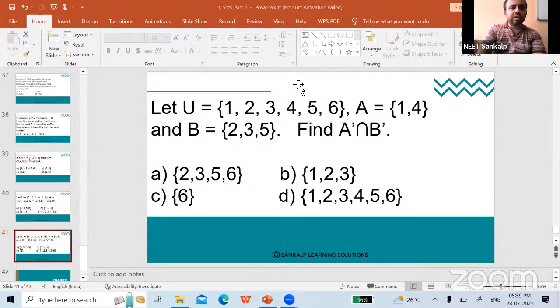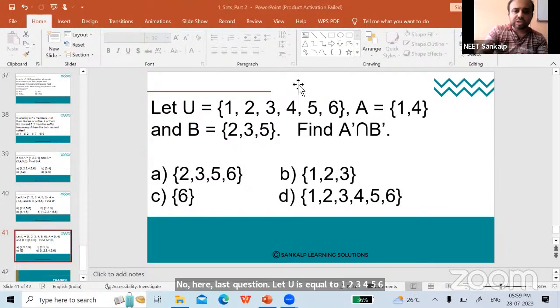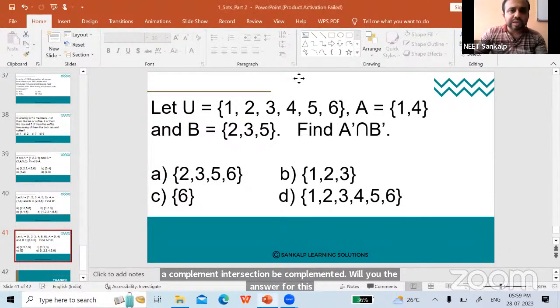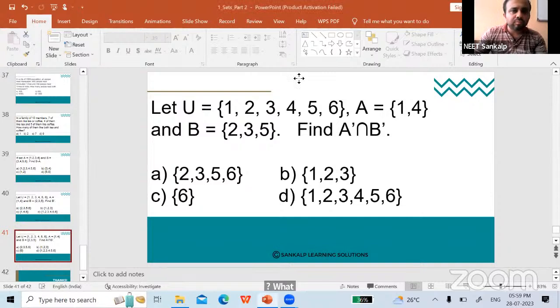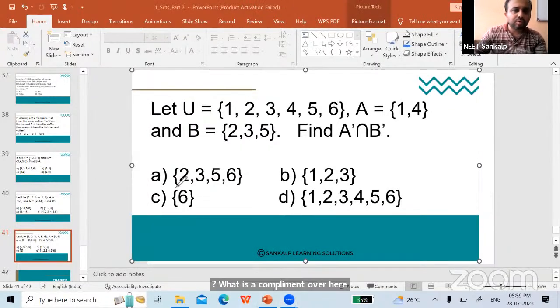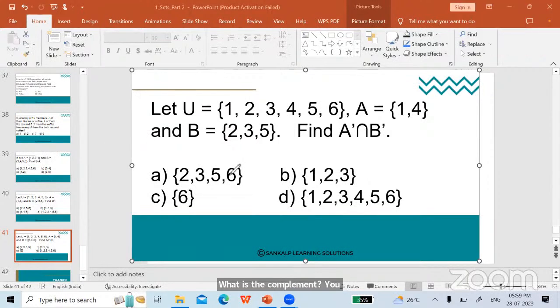Now here, last question. Let U is equal to 1, 2, 3, 4, 5, 6 and you know that the question is the same. Find A complement intersection B complement. Who will give the answer for this? A complement, write it down quickly. What is A complement over here? Please answer me. 2, 3, 5. 2, 3, 5.